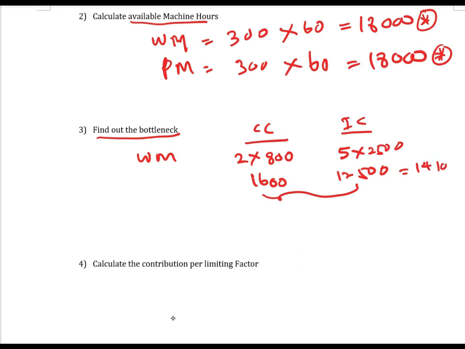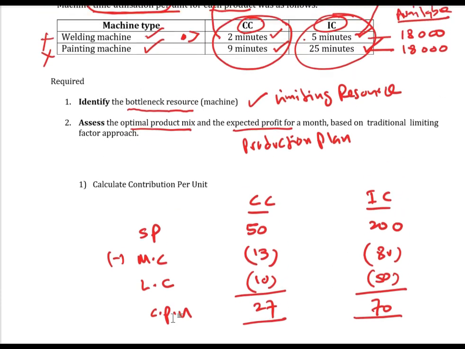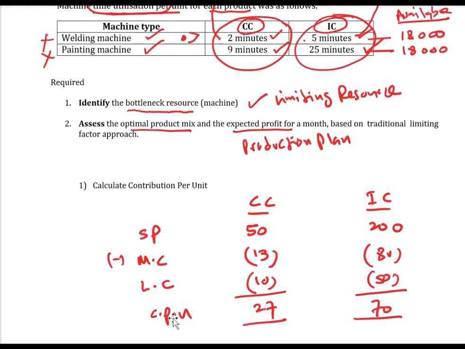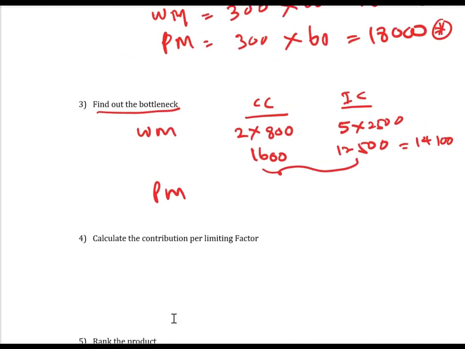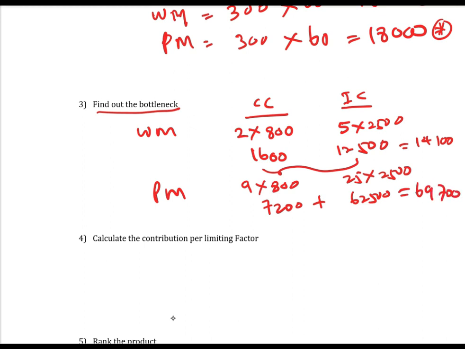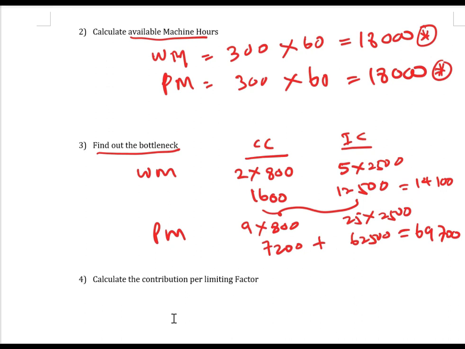Likewise, the painting machine. How many minutes are required? 9 minutes for CC and 25 minutes for IC. So 9 minutes times 800 equals 7,200, plus 62,500 for IC. So what is the total requirement? 69,700. As you can see, the welding machine requirement is 14,100.